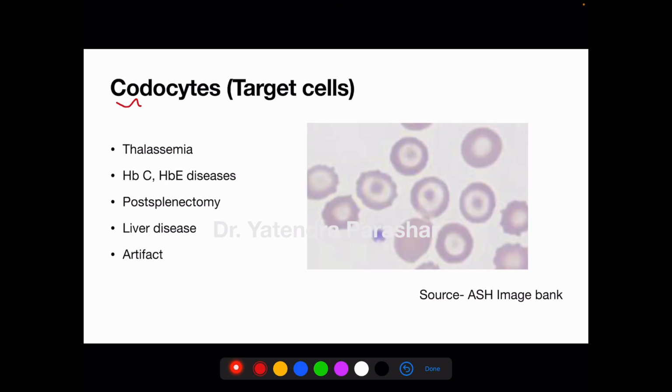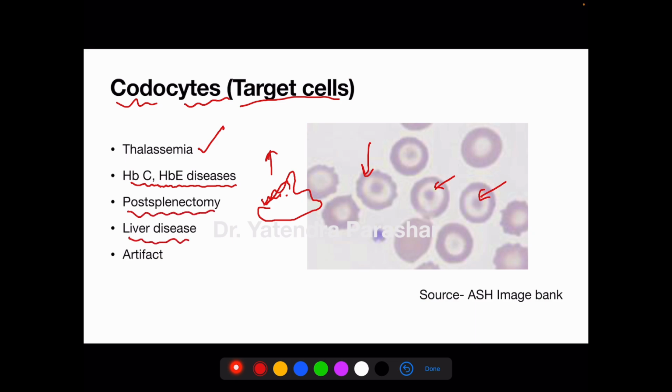Next is the codocyte or target cells. Target cells form due to the increase in the red cell membrane amount as compared to the volume. So the central area appears as an accumulation of hemoglobin in the center and there is loss of central pallor, and this is seen in thalassemia, hemoglobinopathies like HbC and HbE diseases, post-splenectomy, liver disease, and it can also be an artifact.